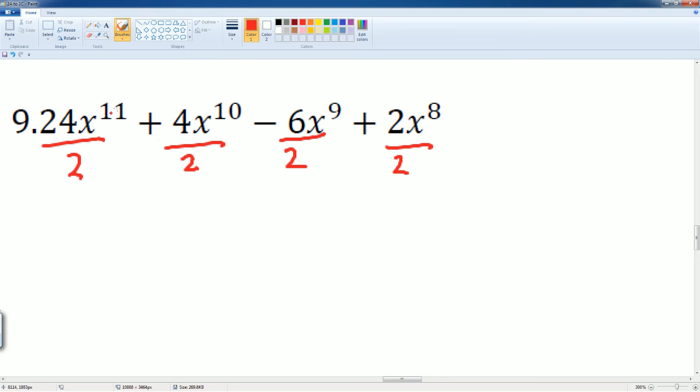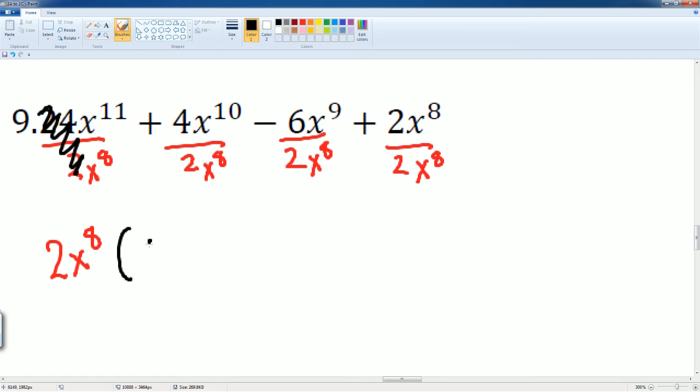Then you have x to the 11, x to the 10, x to the 9, and x to the 8. Look at the smallest degree. It would be x to the 8 that would go out of all of them. So here you would say that the greatest common factor is 2x to the 8 power. Let's see what's left. 12 divided by 2 gets you a 6. x to the 11 divided by x to the 8 gets you x to the, what's 11 minus 8 here? That is 3.